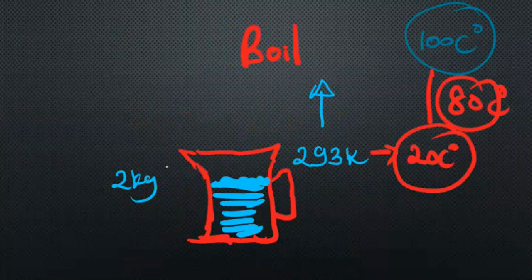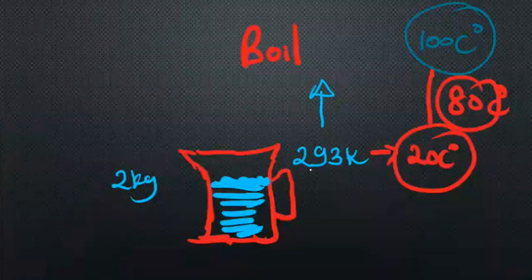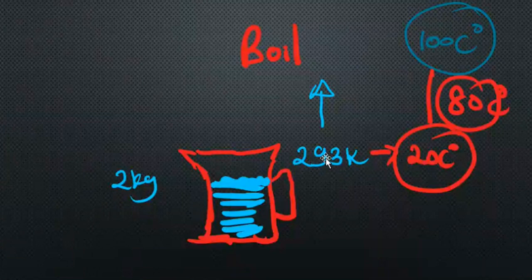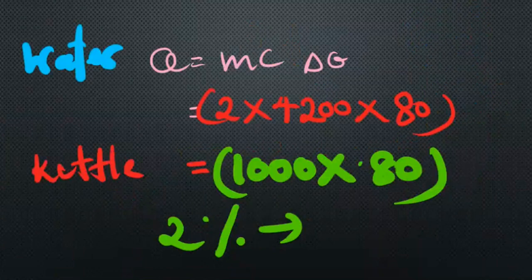2 kilograms of water, we need to increase it from 293 Kelvin to the boiling point. The boiling point of water is 100 degrees Celsius. So 293 Kelvin means 20 Celsius. So the temperature difference we are looking for is 80 degrees Celsius. Right. Let's apply the Q equals mc delta theta equation for water and the kettle as well.